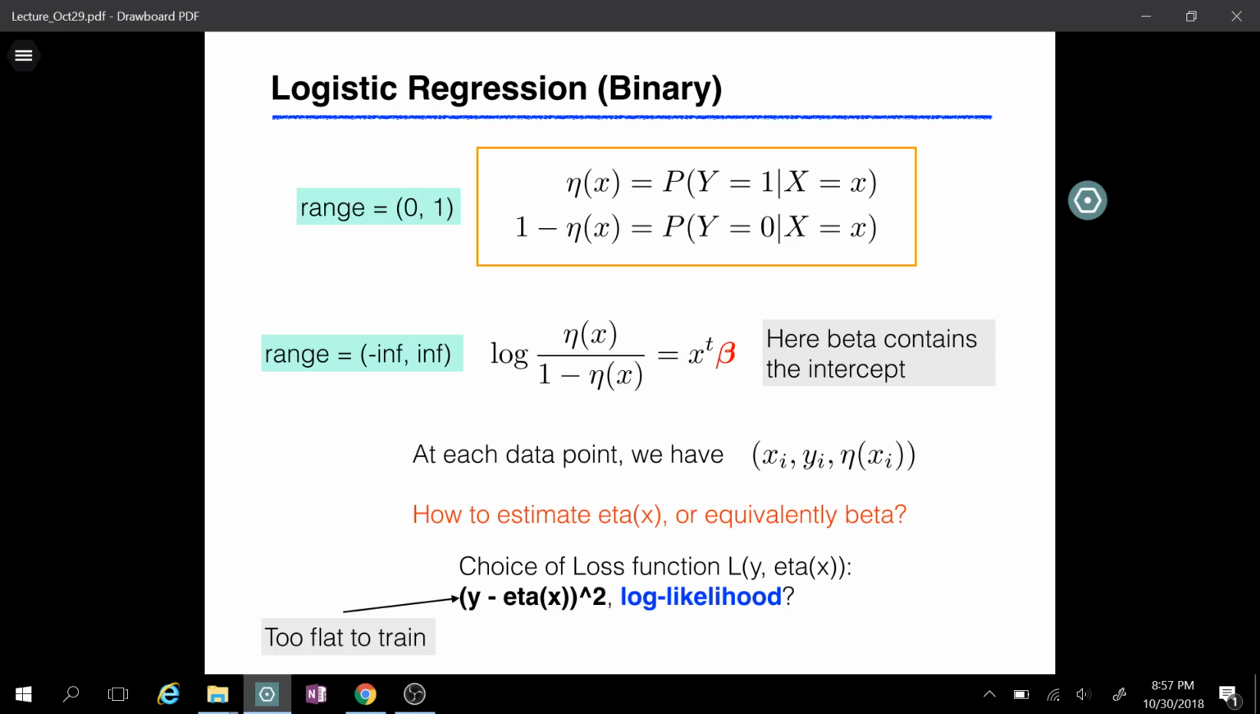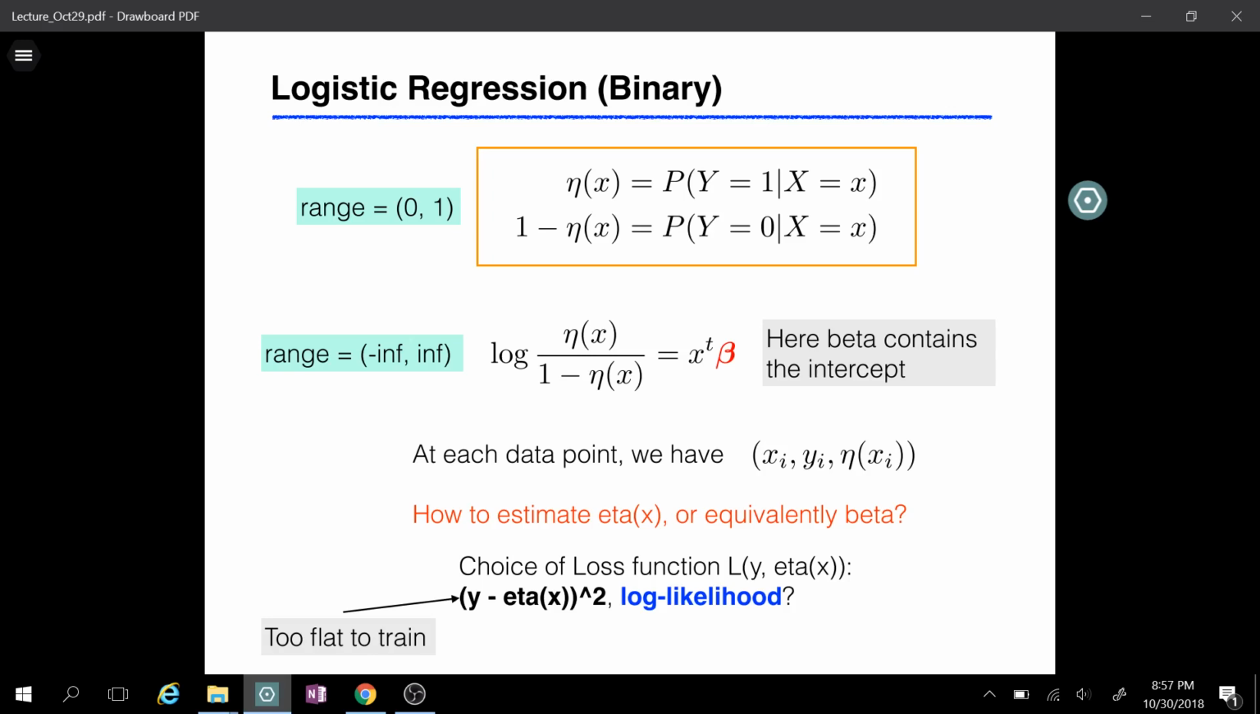Now, at every data point, we have the p-dimensional feature x_i, the binary outcome y_i, and the probability eta(x_i). So the unknown parameter beta is hidden in this eta function. How should we estimate eta, or equivalently, how should we estimate beta? Following our usual path, the next step is to design a loss function, and that will measure how happy we are with the observed y and the estimated eta(x).